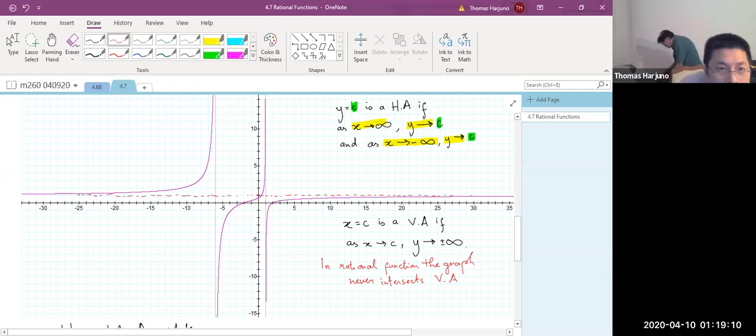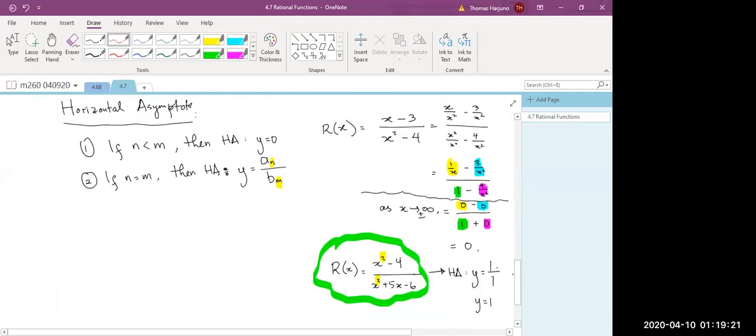Is it okay? That's y equals 1. You use the same calculus method, or?